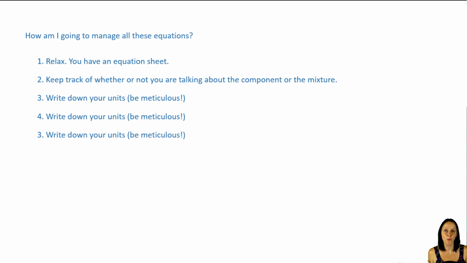Be really, really meticulous. Most errors that I see are unit errors where people are confused about whether they're talking about the component or the mixture. They don't know if they're multiplying by mass or the mass fraction. Write down your units and you'll find those errors more easily.